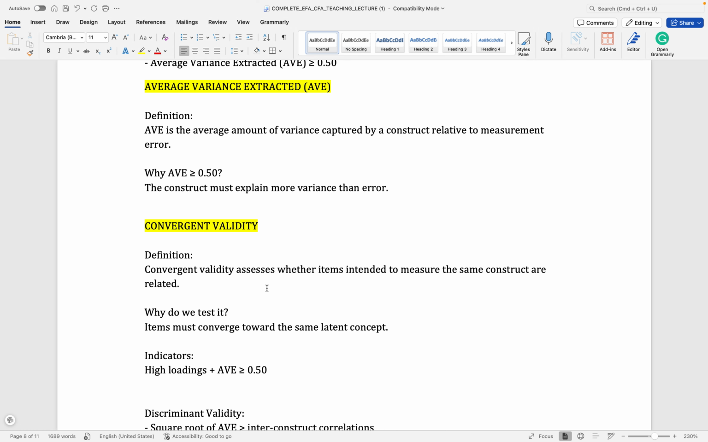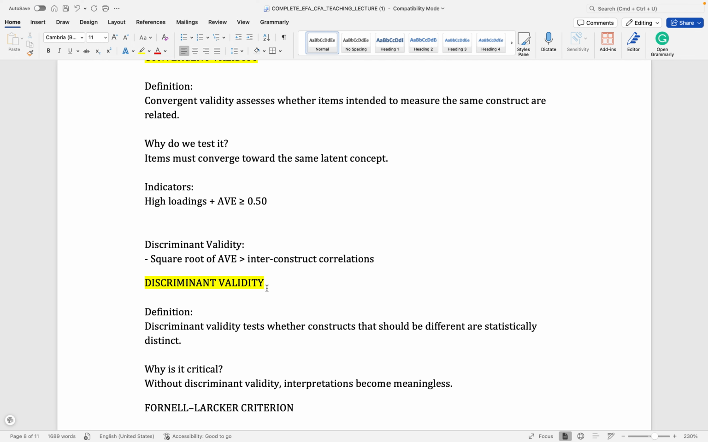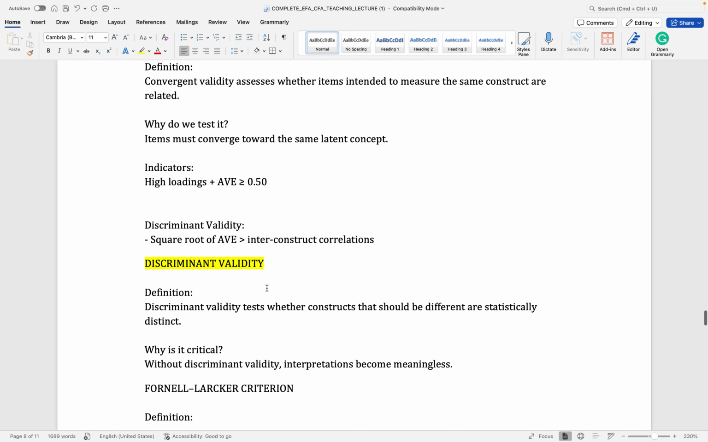Convergent validity assesses whether items intended to measure the same construct are related. Why do we test it? Items must converge towards the same latent concept. Indicators: high loading, AVE 0.50. Discriminant validity: square root of AVE and inter-construct correlation.